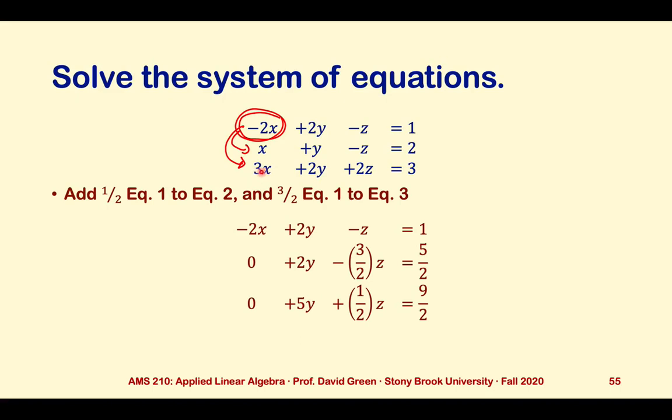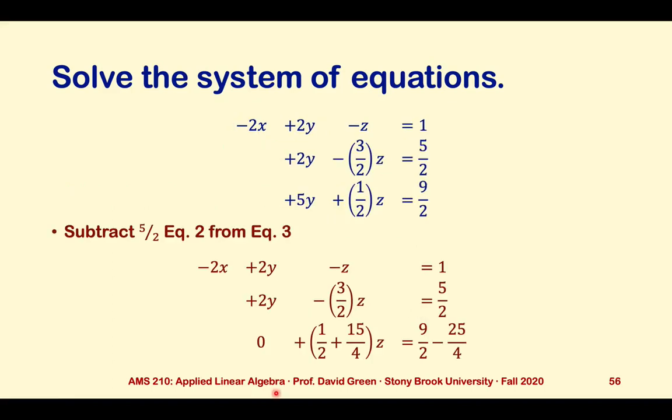For the third row, we're multiplying the first row by 3/2 and adding. 3x minus 3x is 0. 2y plus 3y is 5y. And 2z minus 3/2 z is 1/2 z. For the right-hand side, 3 plus 3/2 is 9/2.